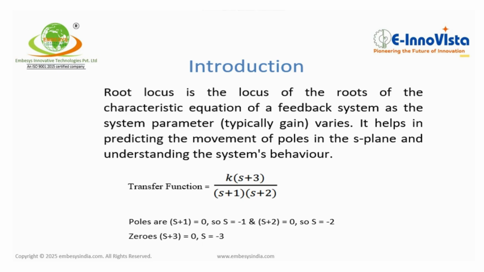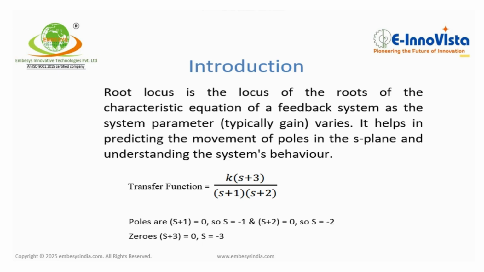So we know the transfer function is output by input. In this way, we put this equation with the numerator and denominator. For the root locus, we first need to define the poles and zero values of the transfer function. From the denominator part, we collect the pole values. The poles are s plus 1 equals 0, that is s equals minus 1, as well as s plus 2 equals 0, s equals minus 2.